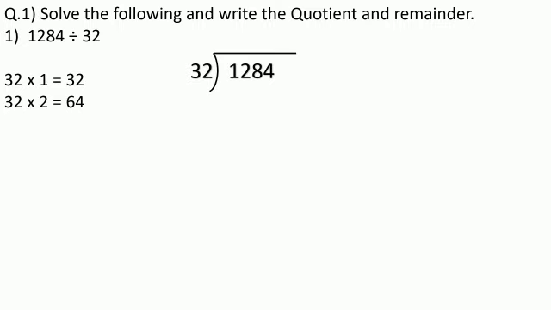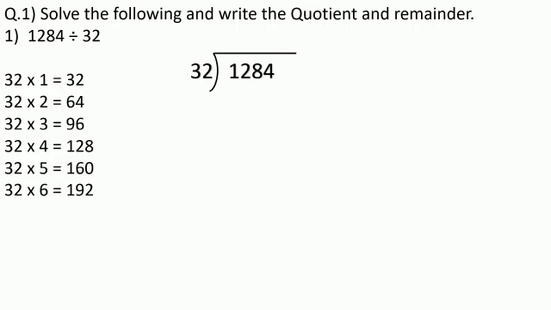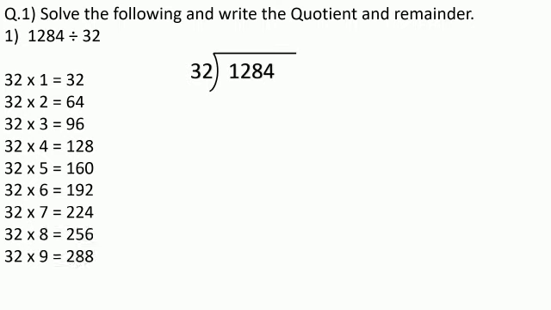So 32 twos is equal to 64. 32 threes is equal to 96. 32 fours is 128. 32 fives is 160. 32 sixes is 192. 32 sevens is 224. 32 eights is 256. 32 nines is 288. And 32 tens is 320.